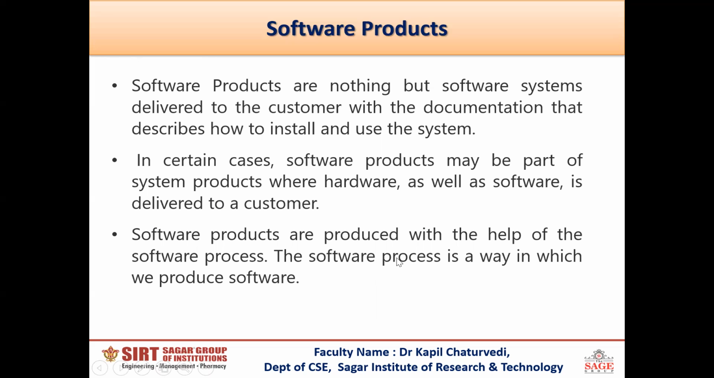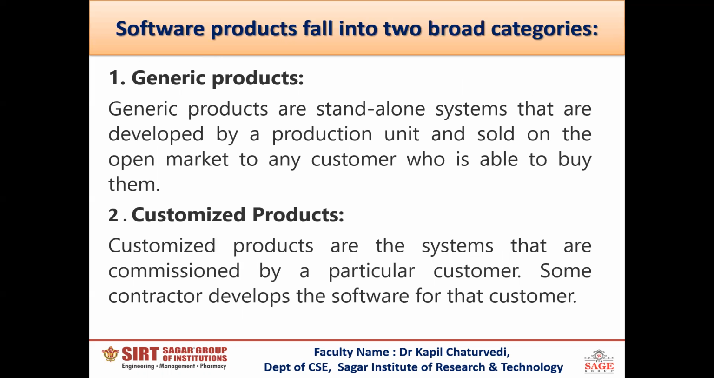Software products are produced with the help of the software process. The software process is the way in which we produce software. To develop that software, we use a process model, which we will discuss in the next class. So fundamentally, software products are the applications which we are using in daily life.